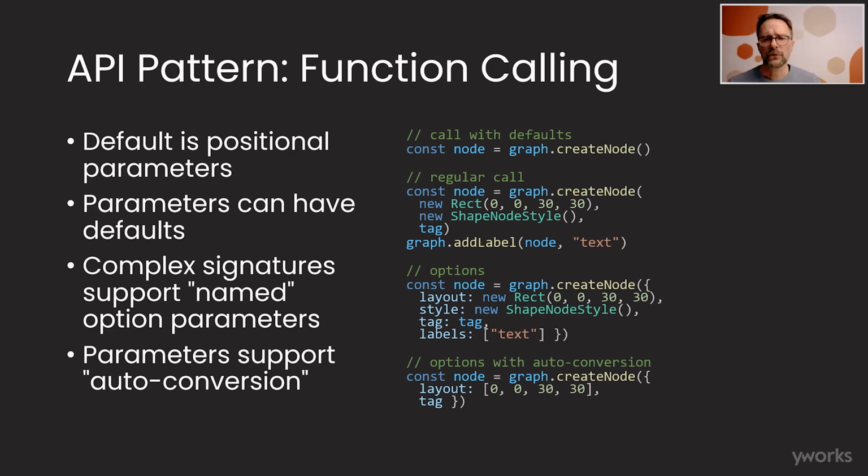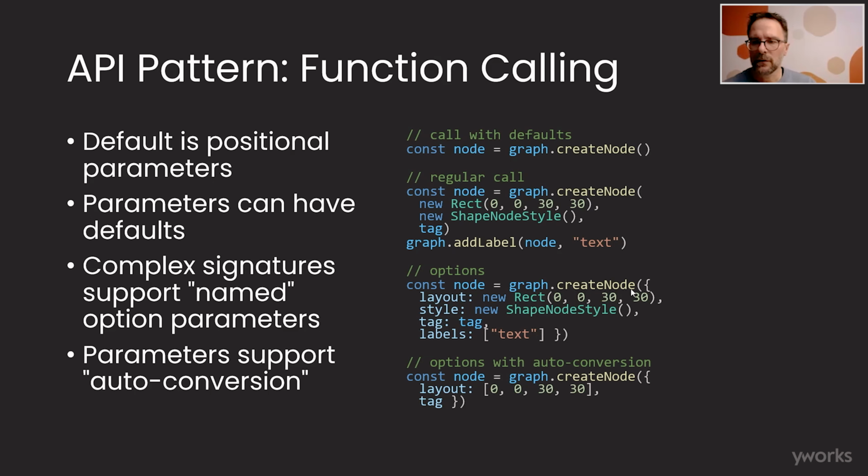For more complex signatures, you can actually use named option parameters. That is, you are passing in a JavaScript object. You see here the curly brace. They take an object which has key-value pairs, and the keys are typically exactly the names of the parameters of the function, and the values are the values. The advantage is that if you only want to supply a few of the parameters, but not all of them, this way you can just skip a certain parameter, for example, not specify the style.